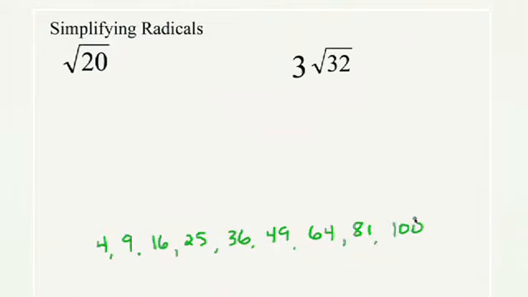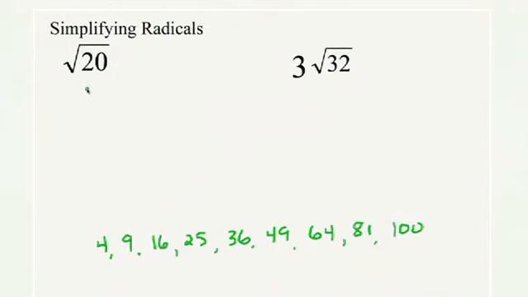Now, we don't want you memorizing these. You can easily think about these and write them down. Think of 2 times 2 is 4, 3 times 3, 4 times 4, 5 times 5, and just write that list down. As a matter of fact, you might want to write it down as soon as you get to your first radical problem. Because here's what we want to do with it.